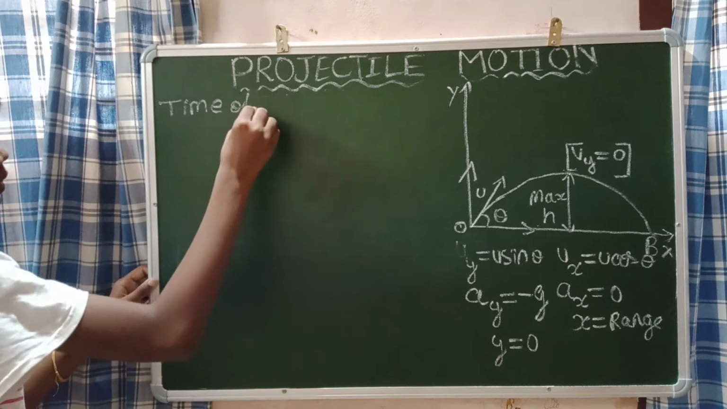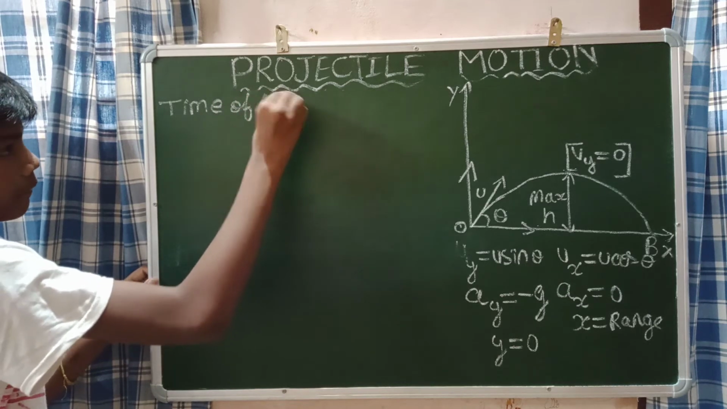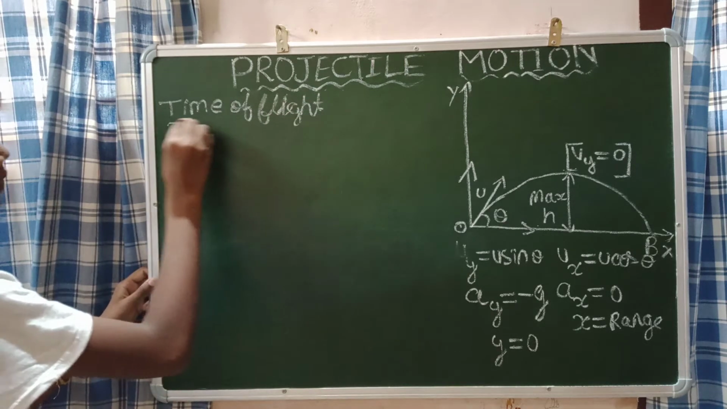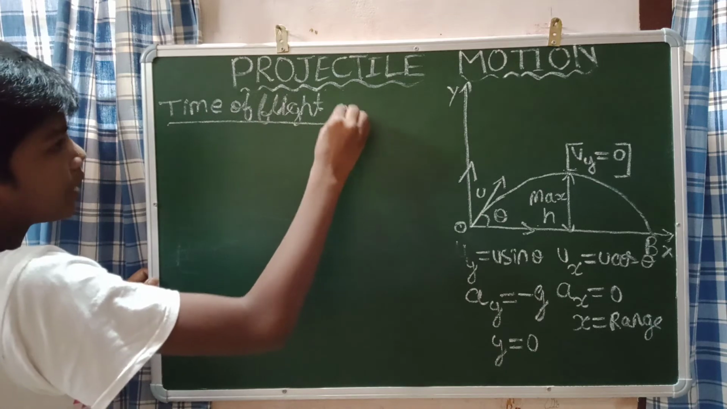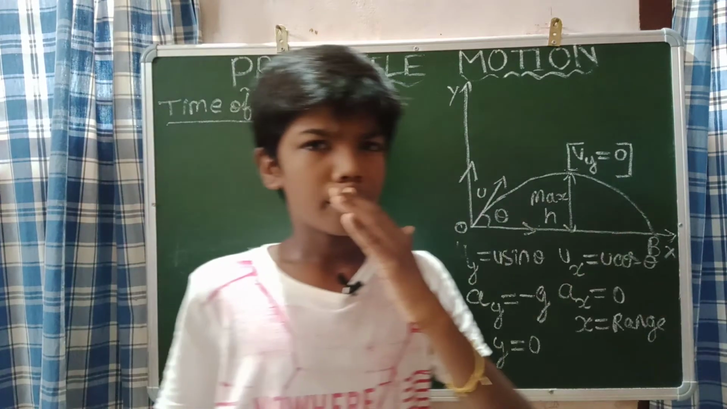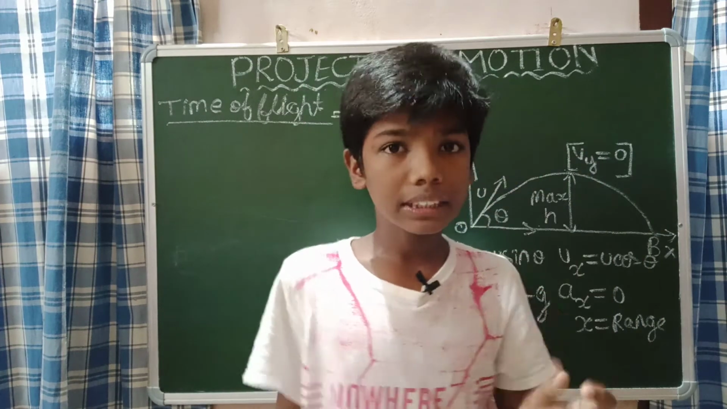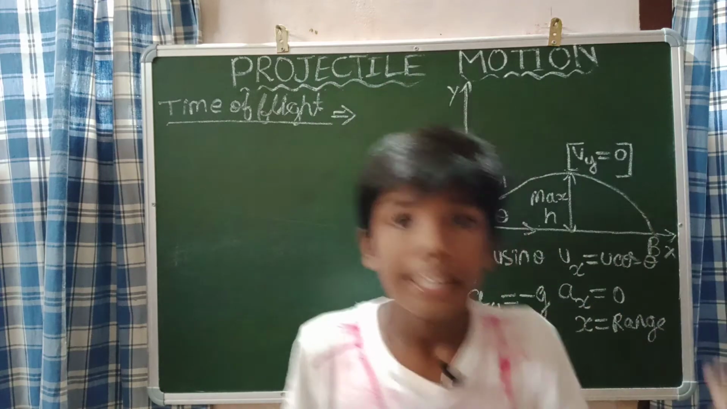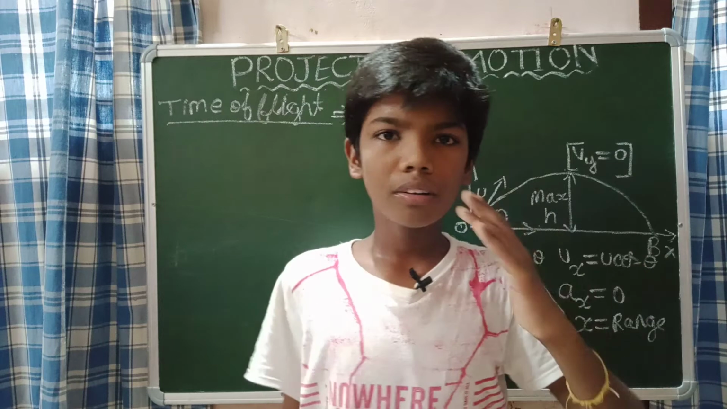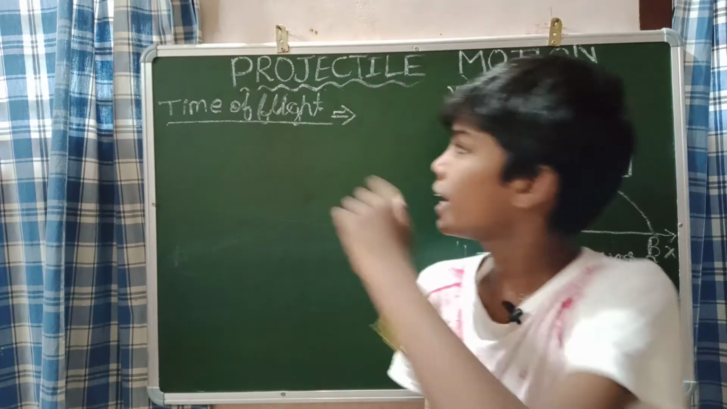Time of flight, guys. This is what we are going to derive first. Before deriving, what does time of flight mean? Time of flight means the time taken by the particle for the entire projectile motion. That is what we are going to derive now.